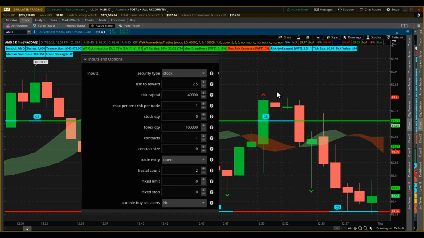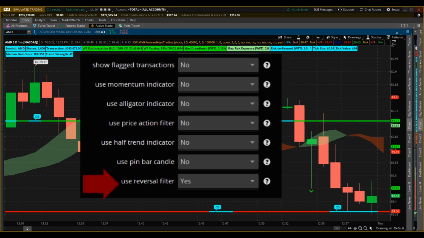Note that the walk forward optimization label shows for a 5-day period that the win rate is 78% with a profit of $1,117. The walk forward testing label shows today's win rate is 80% with a profit of $784. As a rule of thumb, the correlation is considered good if both win rates agree within 5%.